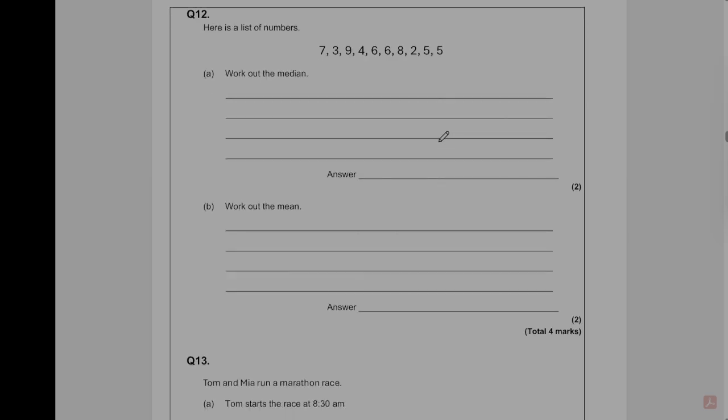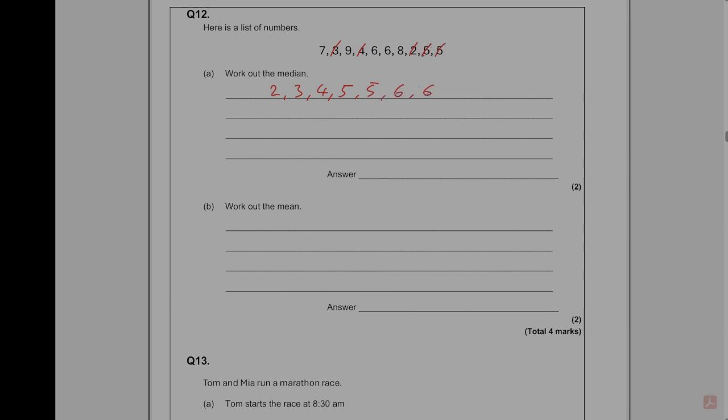Question 12. Here is a list of numbers. Work out the median. So I'm looking for the middle value when they're in size order. So I'm going to put them in size order first of all. So 2 is my smallest value. I then have got 3, I've then got 4, 2 5s, 2 6s. Then it's 7, 8, 9.